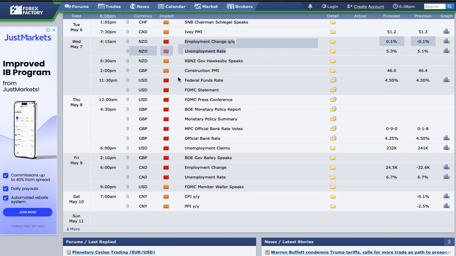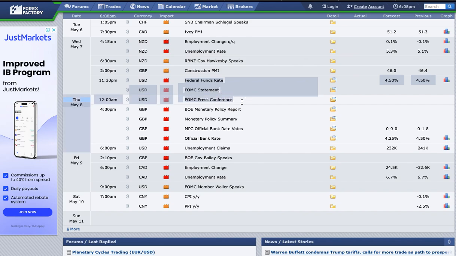So that's the thing. And we got the USA federal fund rates news, FOMC statement, and FOMC press conference, and these three news items will be high impact in the forex market. And stay tuned for 11:30 p.m. So we got the federal fund rates. The previous one is the accurate one. The accurate fund rate is 4.50.